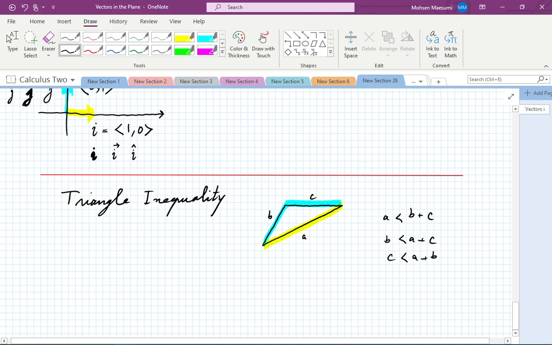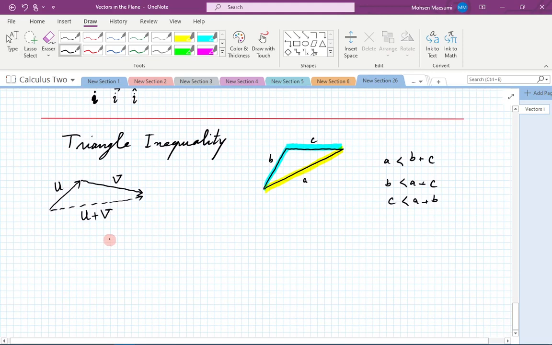Well, if I had a vector u and then followed that by a vector v, what I get is the sum of these two vectors, which we write u plus v. If we capture the same idea here, what we are saying is that the length of the sum is less than or equal to the sum of the lengths. Well, in some circumstances they'll become exactly the same.